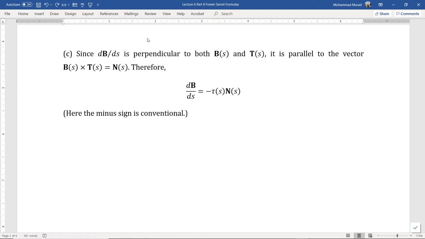Since the vector db/ds is perpendicular to both the vectors b and t, it must be parallel to the vector n. Since n is also perpendicular to both the vectors b and t, the vector db/ds must be parallel to the vector n. Therefore, there must exist some scalar such that the vectors db/ds and the unit normal vector satisfy the equation. Here, we denoted the scalar by negative of tau. The minus sign is conventional. This concludes the proof of the statement C.